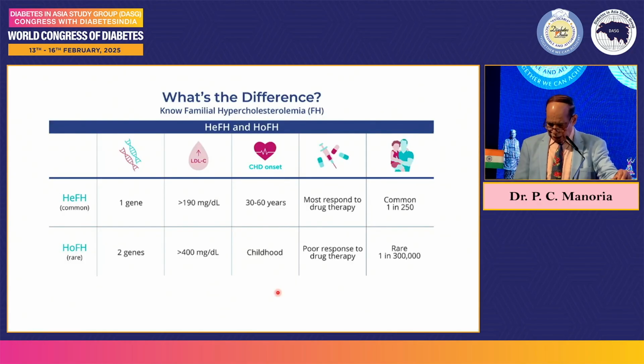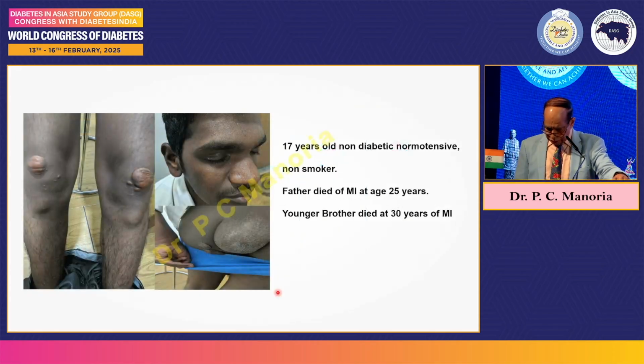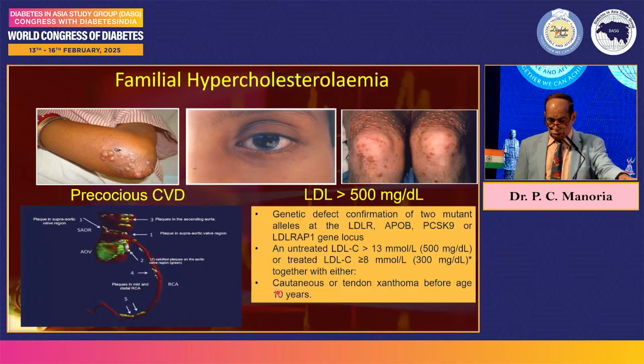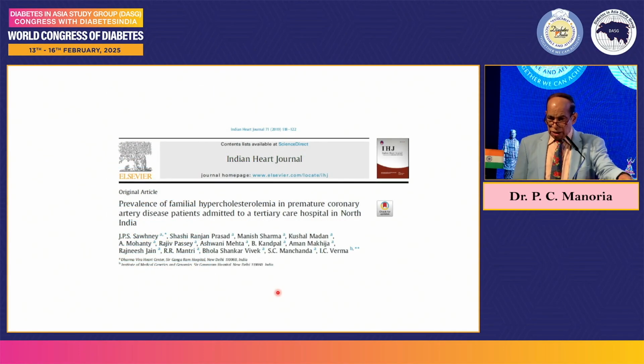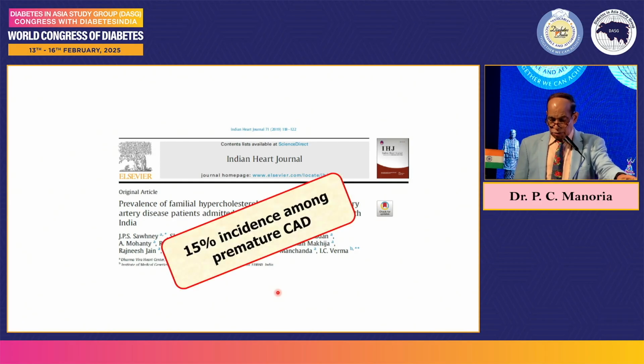And this is again from the Atherosclerosis Society, the simple chart, and you can see the features of homozygous: 17 years old, non-diabetic, non-hypertensive, non-smoker, father died of MI at 25 years, younger brother at 30 years, and so on. Another patient with FH, and we usually diagnose by this. When we try to look at the estimate of heterozygous FH in Indian patients, one of the studies showed 15% in those who present with premature coronary artery disease, not all premature, so less than 40 years.